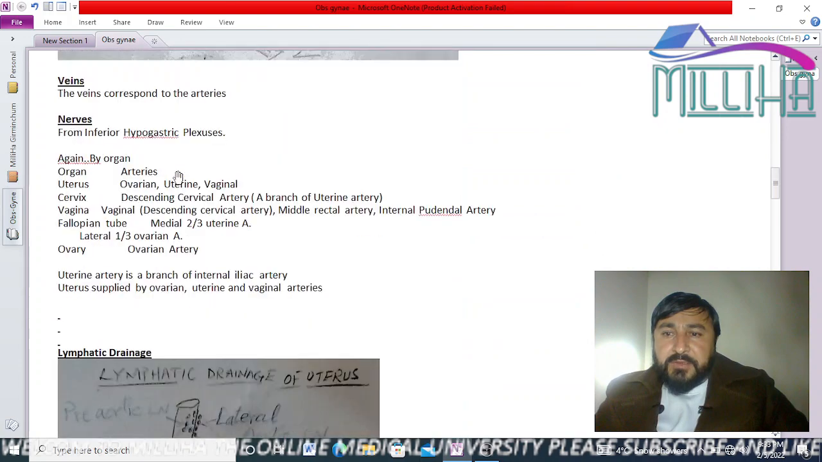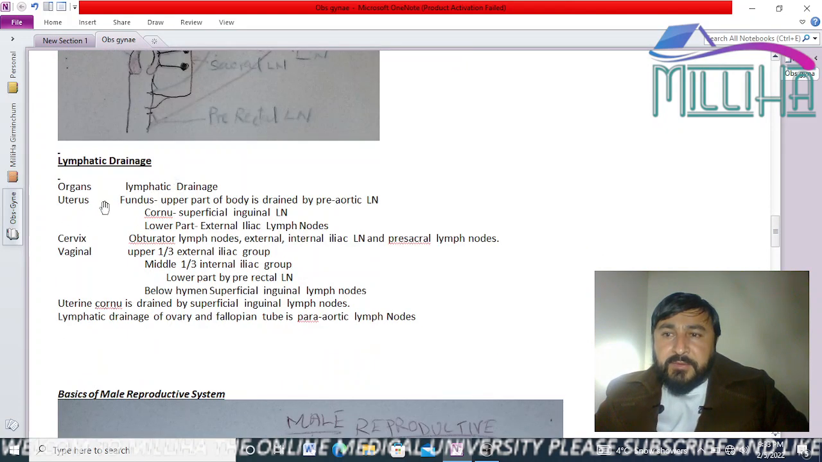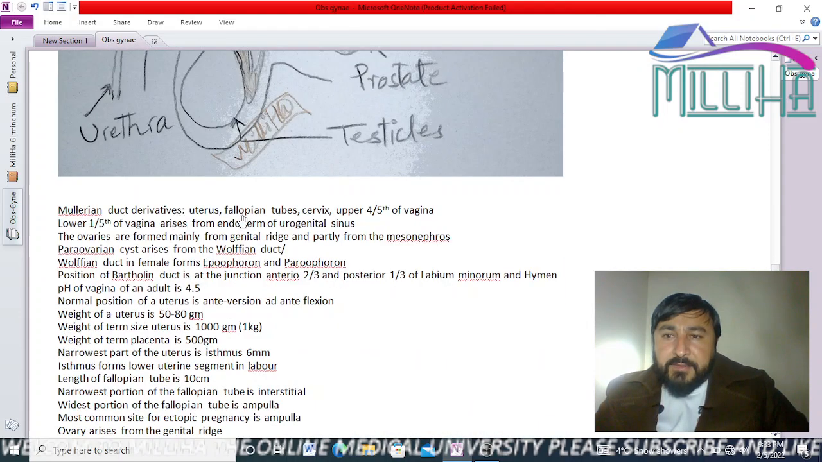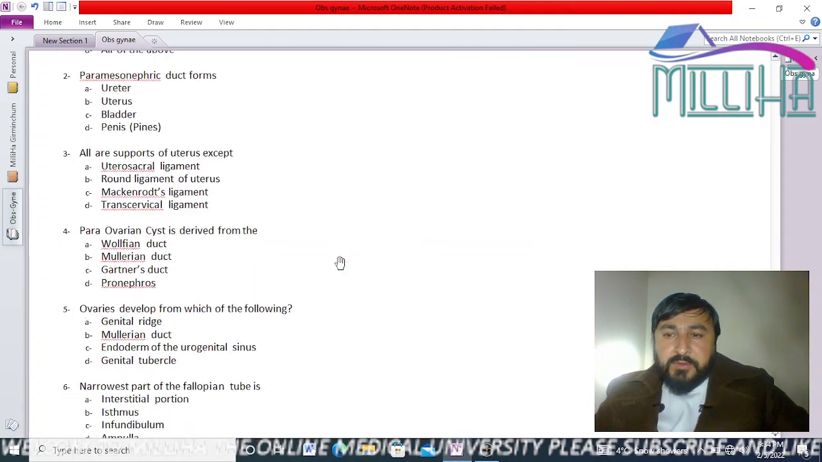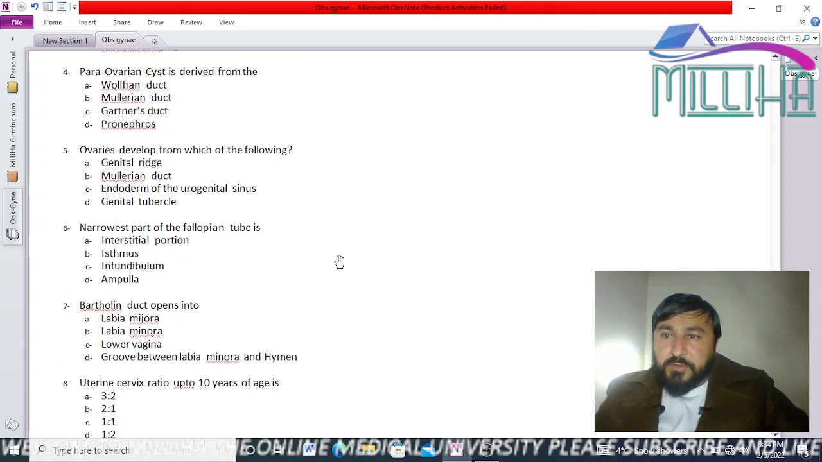The ovaries are formed mainly from the genital ridge and partly from the mesonephros. So mainly from the genital ridge and partly from the mesonephros. Okay, let's skip this question.